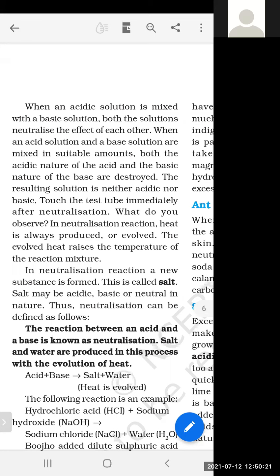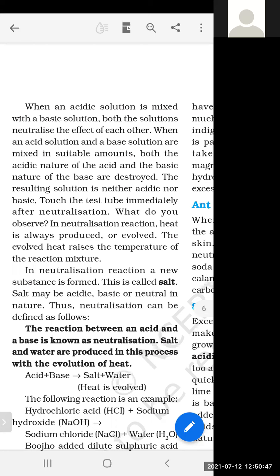In a neutralization reaction, a new substance is formed. That new substance is known as salt. Or we can say when acid reacts with base, a new substance will be formed, and this new substance is called salt. Salt may be acidic, basic, or neutral in nature.